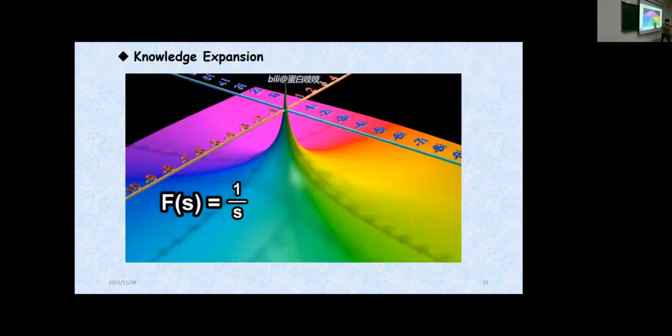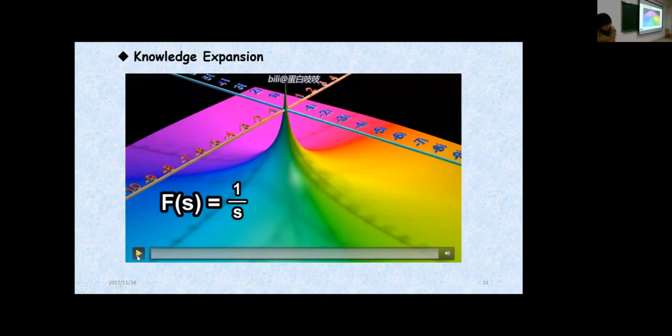Okay, here is a knowledge extension. I will try to show you the figure. From the figure, try to understand the meaning of the Laplace transform.